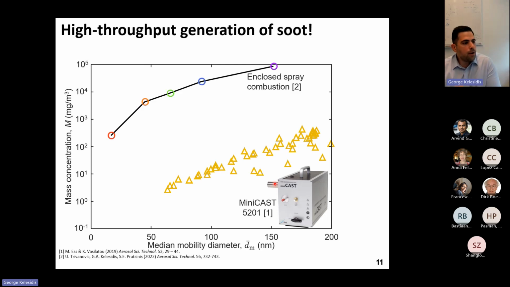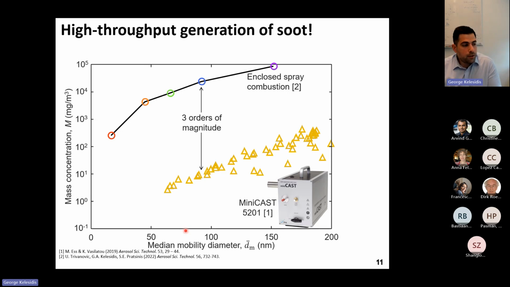And here you can see the mass concentrations that we obtained using our flame reactor for enclosed spray combustion of jet fuel. Of course, as expected, the soot mass concentration increases with increasing equivalence ratio and, of course, with increasing mobility diameter. But as you can see, the mass concentrations that we obtain using this flame reactor are up to 3 orders of magnitude larger than those obtained by the current commercial soot generator standard.